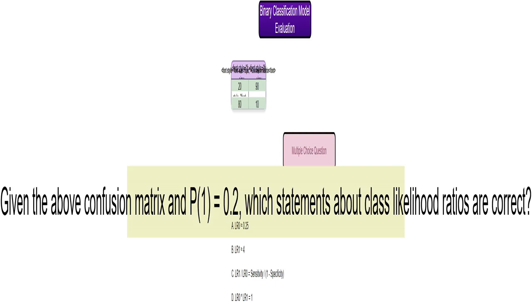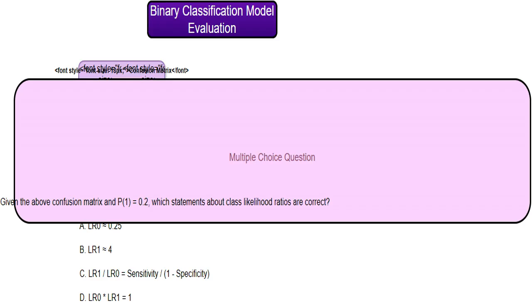Based on my calculations using the confusion matrix, I find that LR1 is actually approximately 8, not 4. Oops, we got that wrong. This option is also incorrect. My calculations from the confusion matrix show that LR0 is approximately 0.22, not 0.25. Not quite right, let's review this.